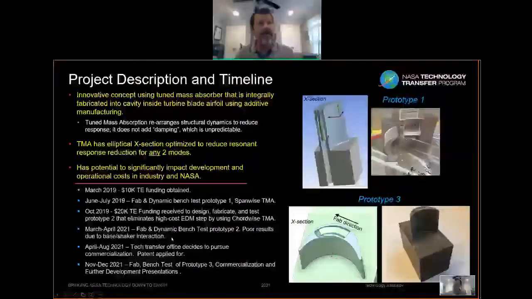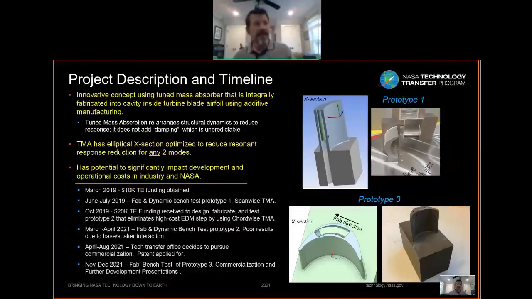So let me tell you about the project itself now. Basically, this is an innovative concept using a tuned mass absorber that is integrally fabricated into a cavity inside the turbine blade airfoil using additive manufacturing. And tuned mass absorption is not damping. That's a very important concept. It rearranges the structural dynamics of your system to reduce the response. And the problem with damping is that classical damping is unpredictable.